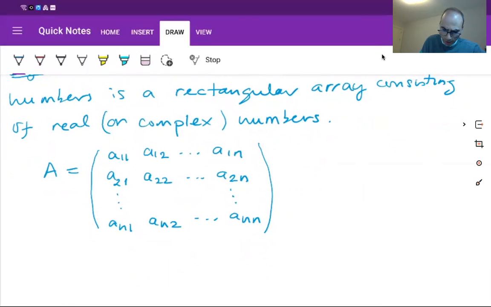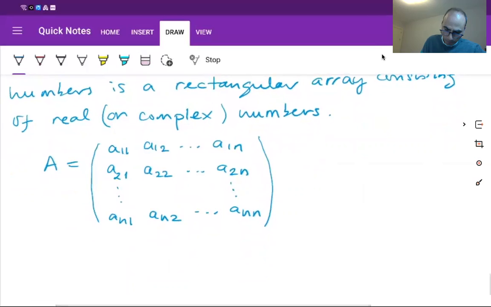So here, I think I suddenly made this square. Sorry, this should be here. So this is better. So we have m rows and n columns.